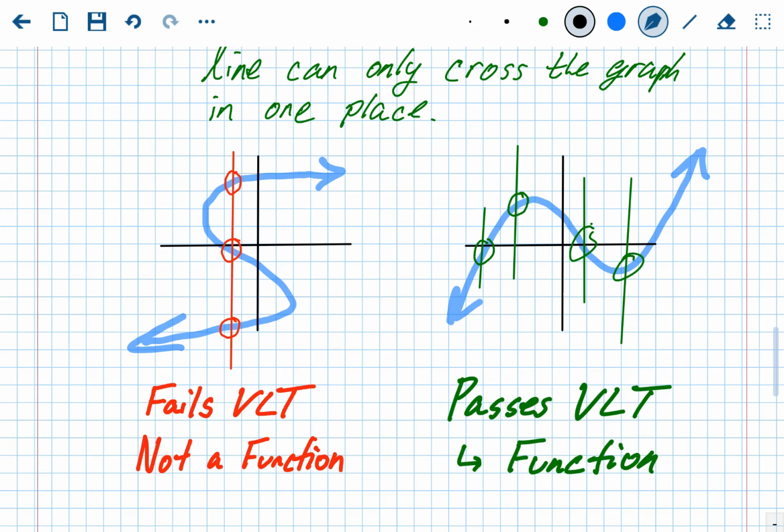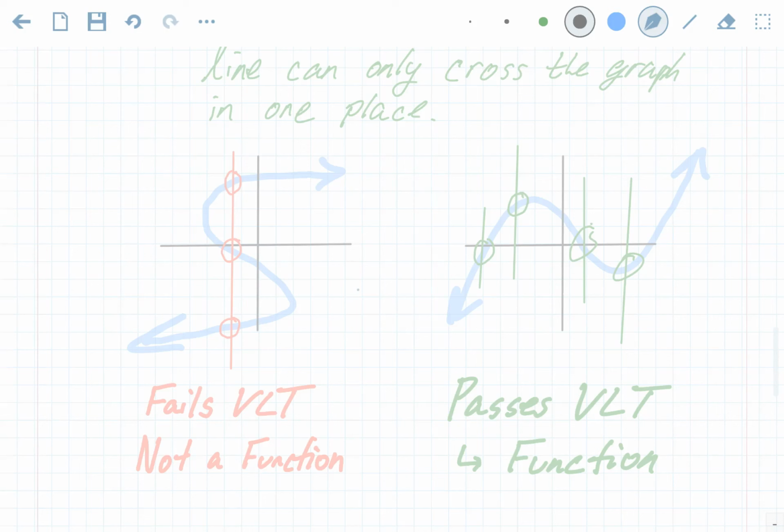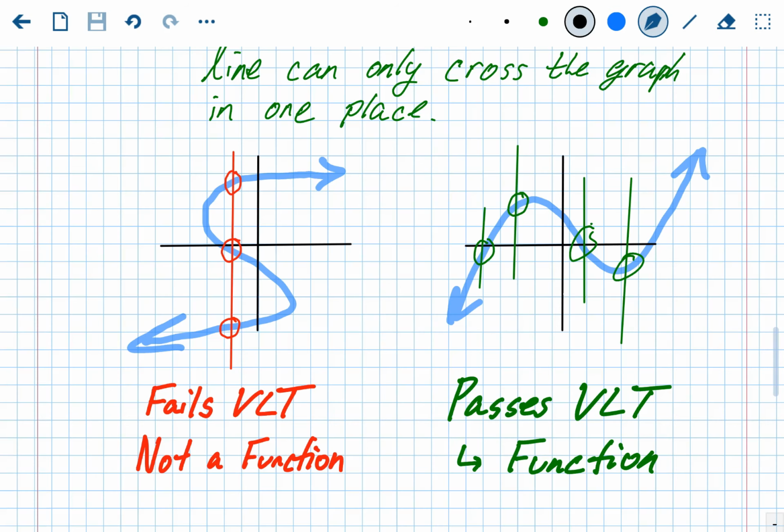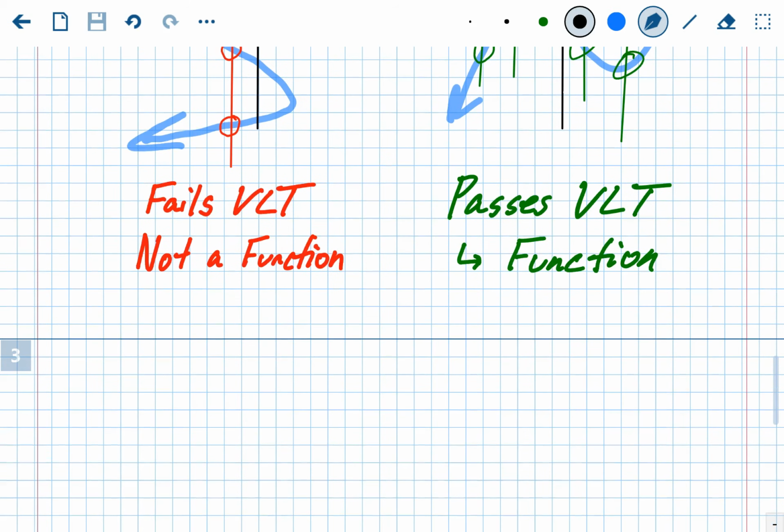So again, all it takes is one spot where a vertical line might cross the graph more than once. So just one time it has to cross more than once, it automatically fails. And then to pass, it means you could draw a line anywhere, and it's only going to cross once. The last representation, if you remember, was the mapping diagram.